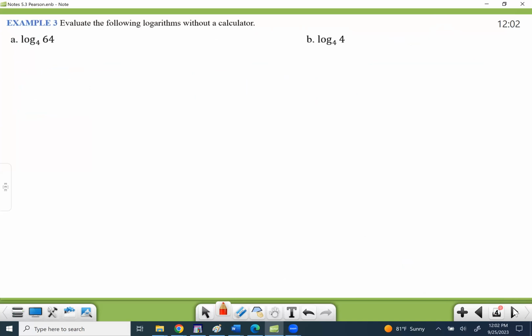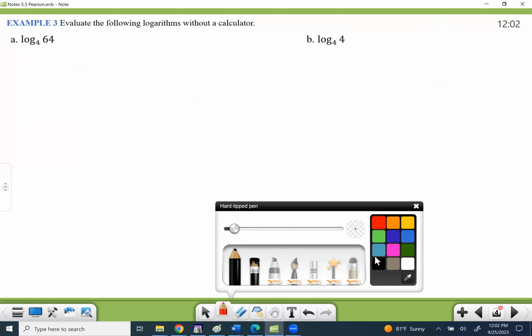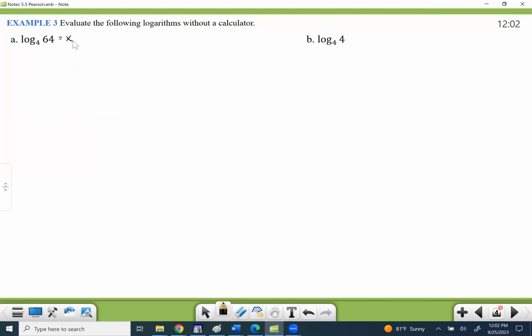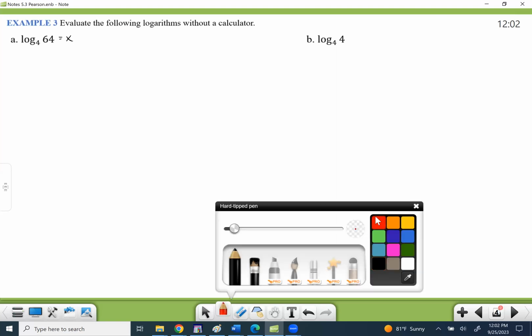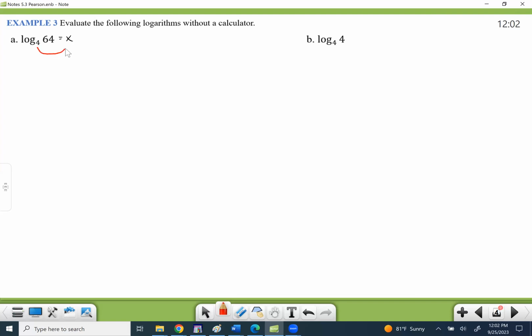Evaluate the following logarithms without a calculator. Okay. There's a lot of ways to do this, but I like to make it look like what we were just doing by adding this equals x. And then I just do the hook once I add the equals x. So I'm going to say 4, cross the equal sign to get its exponent. 4 to the x equals 64. And we just have to figure out what x is.